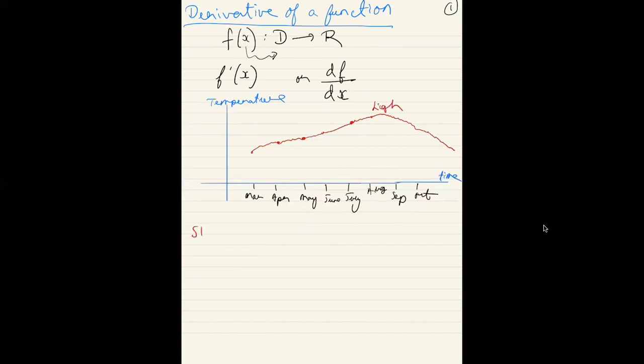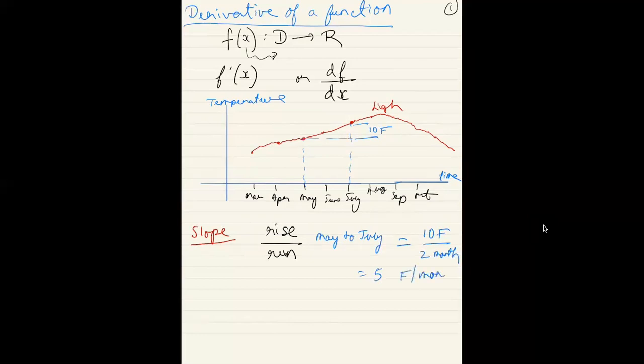So what I need you to think about is this notion of the slope of a function, which basically captures the rise over run. For a given amount of time change, let's say we went from May to July. In 2 months, how much did the temperature change by? So it changed by some unit. So let's say this is a change of 10 Fahrenheit in 2 months. So the slope over May to July would be given by 10 Fahrenheit by 2 months, or 5 Fahrenheit per month, right? This is the slope.